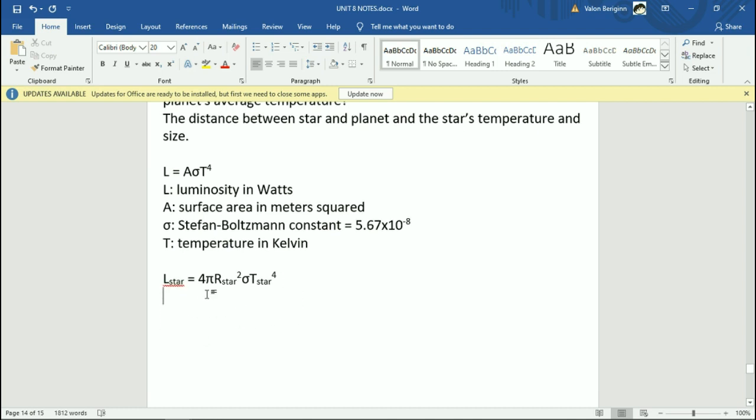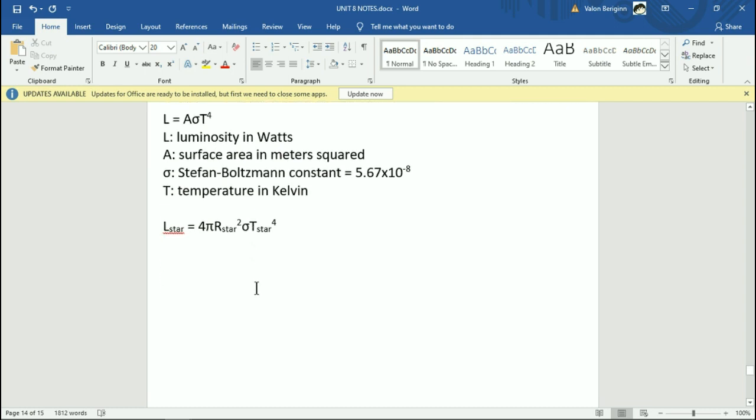And if you put in the numbers for the sun, you'll get... I think I went over this before, but let's actually do it again. So what is the brightness of the sun? We have 4 pi times the radius of the sun, which is about 6.96. I just looked this up earlier, so pretty sure that's what it was. And that's squared times 5.67 times 10 to the negative 8 times the temperature of the sun to the fourth.